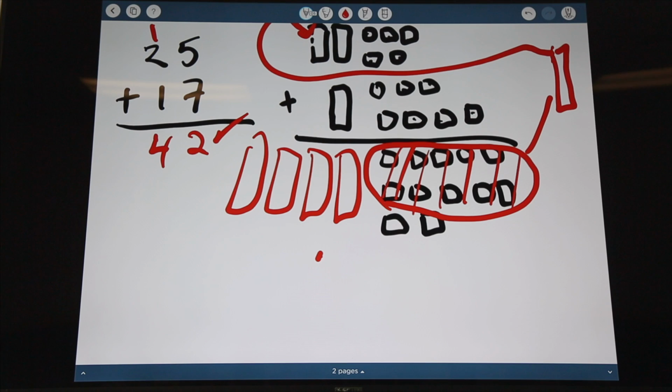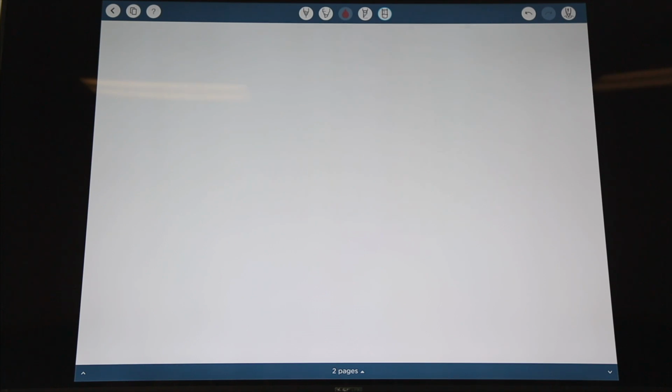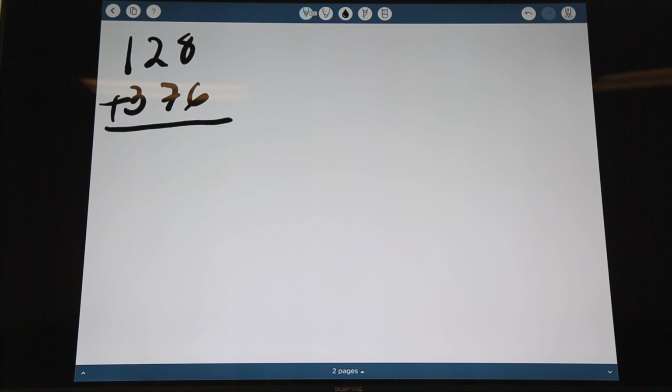All right. So now let's do one more time. Last one. Let's do a 3 by 3, okay? 3 by 3. So this is where it gets a little bit complicated, but let's give it a shot. And we're going to have 128 plus 376. Okay, let's do the block representation.